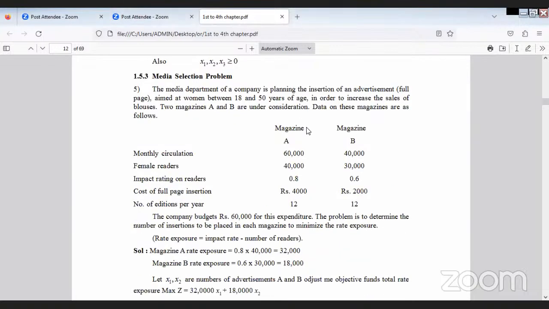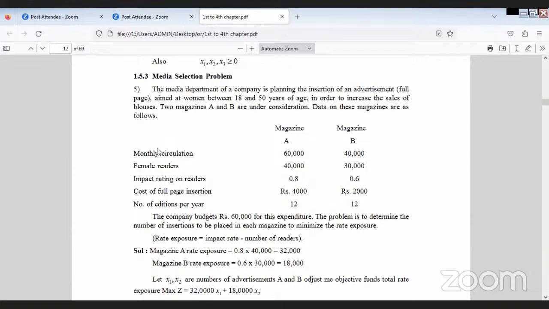the media selection problem. The media department of a company is planning an insertion of advertisements aimed at women between 18 to 50 years of age, so as to increase the sales of blouses.